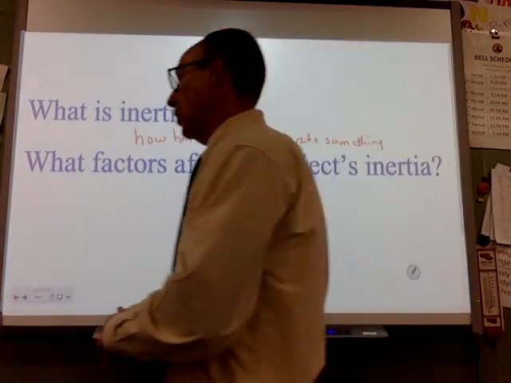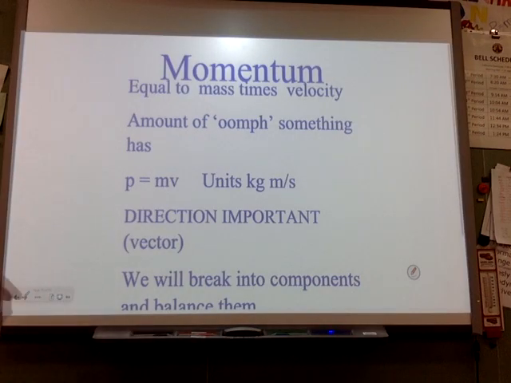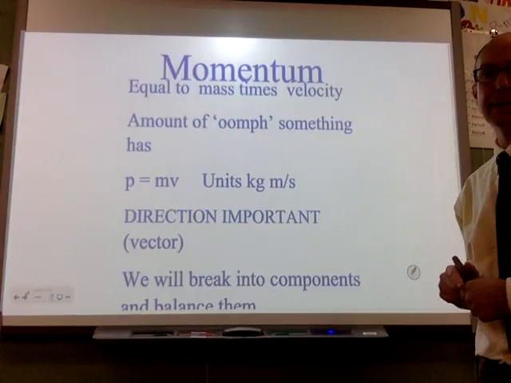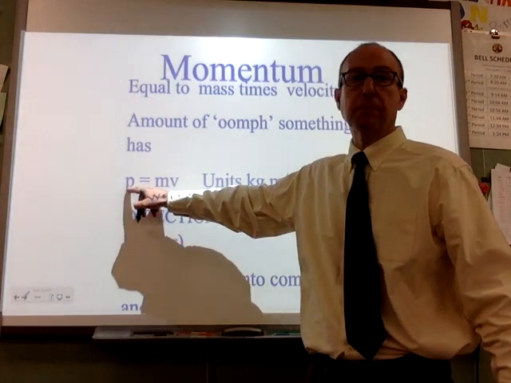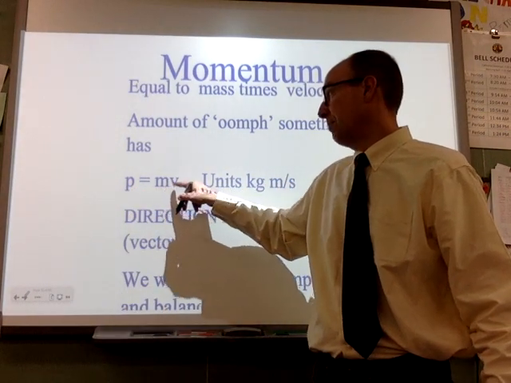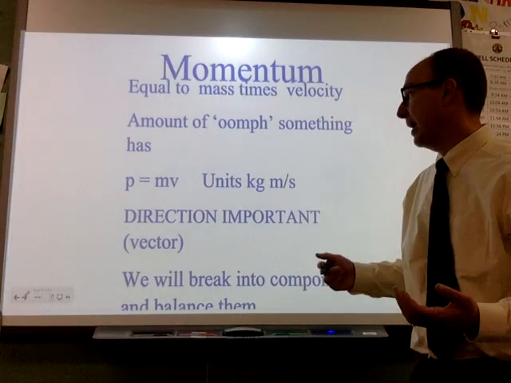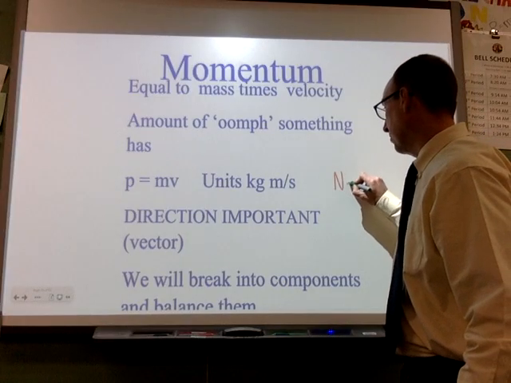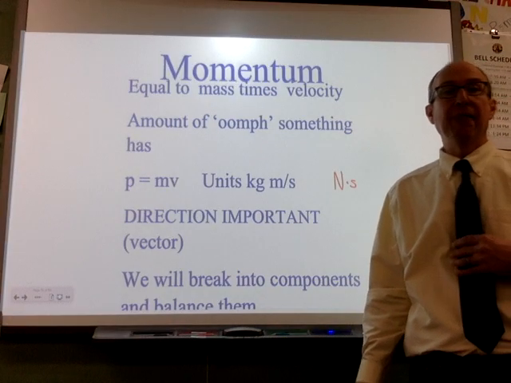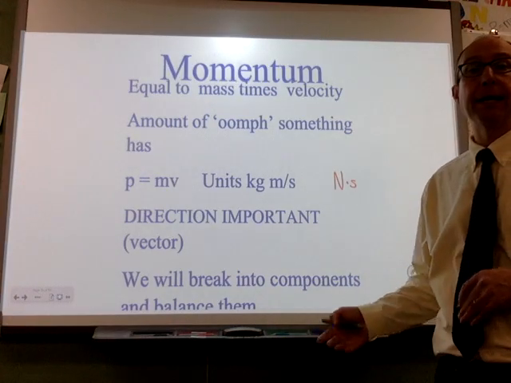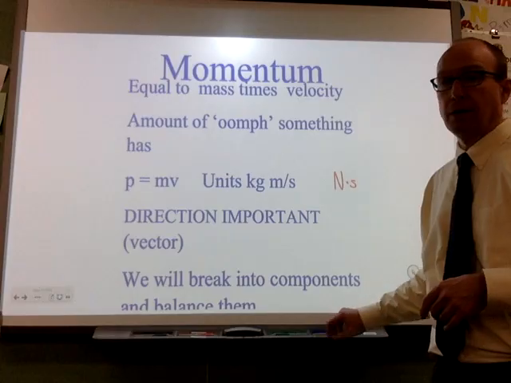That's going to be different from this section, which is going to be momentum, because this is going to have mass times velocity. So this product is designated by a lowercase p. It's equal to the mass times the velocity. The units are kilograms meters per second, so we don't get a new unit out of this. If we talk about change in momentum, it's often written as Newton seconds, which is the same. And this is a vector, so we'll have to break it into components. So there'll be a direction associated with it.